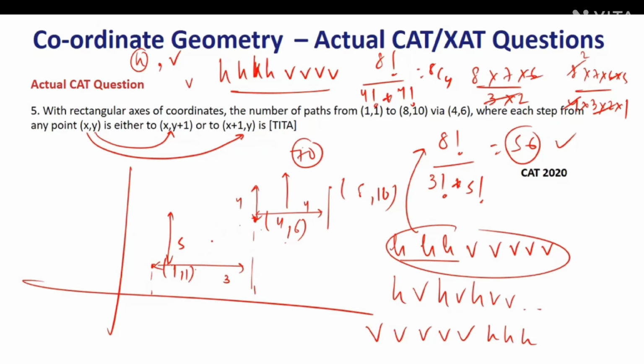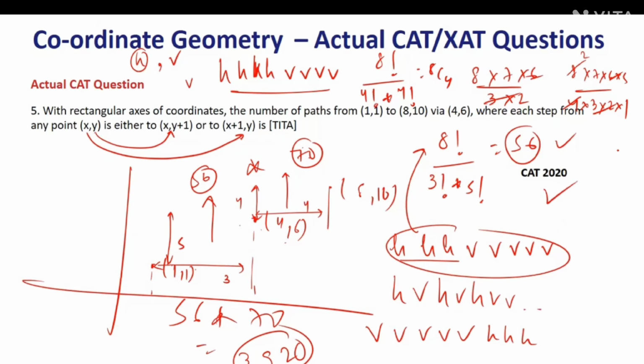And from 1, 1 to 4, 6, there are 56 ways. Total number of ways will be 56 into 70. Why? Principle of multiplication, we have covered in PNC. If you have not seen the video, do check it out. 56 into 70 will become 3920. So 3920 is the answer to this question. Beautiful question from CAT 2020.